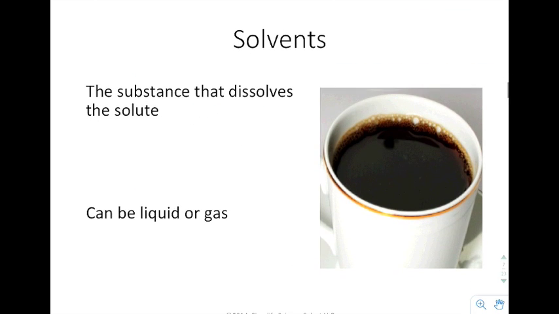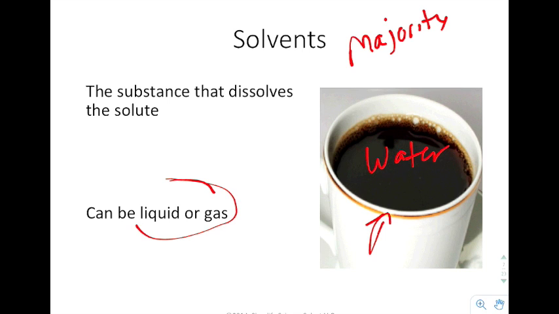Next you have the solvent, and it is the majority substance. Okay, so it's the one that there is the most of. Whenever you look at coffee, the majority substance of coffee is water. So because of that, you would consider water to be the solvent. Now the coffee bean could be the solute, the sugar could be the solute, the milk you add to it could be the solute. Solvents traditionally are generally liquids or gases. You're not going to see solid solvents at this level.